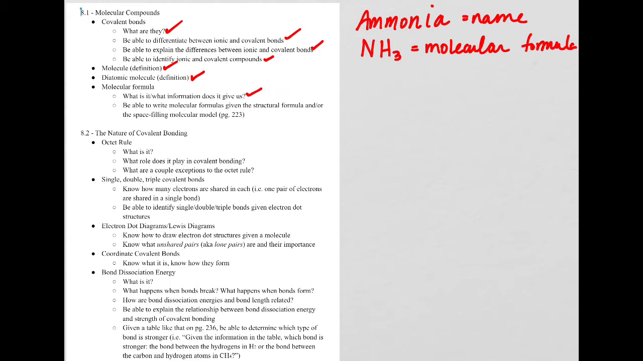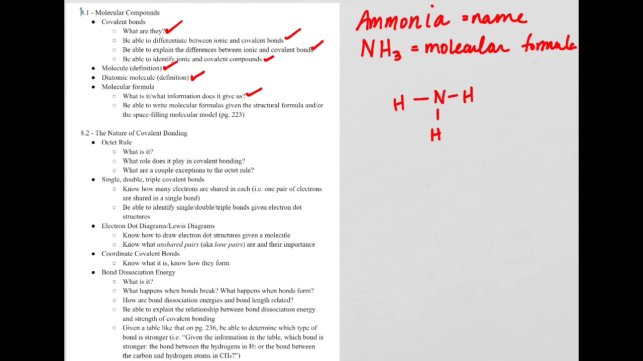And I say that you need to be able to write the molecular formula if I give you the structural formula and or the space-filling molecular model. So if I give you the molecular formula NH3 and I ask you to provide the structural formula, it is this. It's not a Lewis structure or a dot diagram. You don't have to draw the electrons. This would be the structural formula.